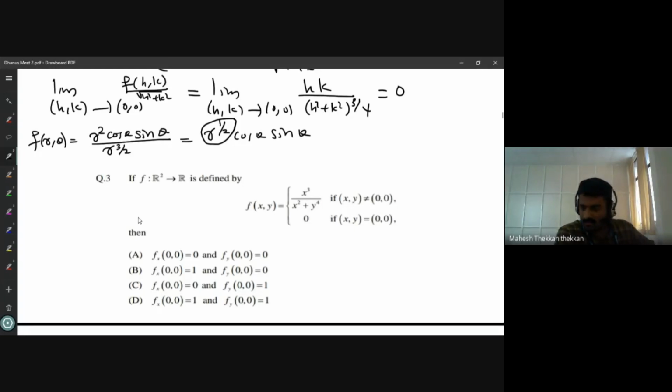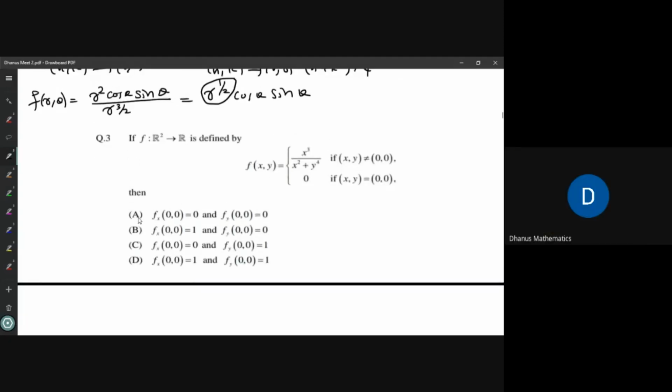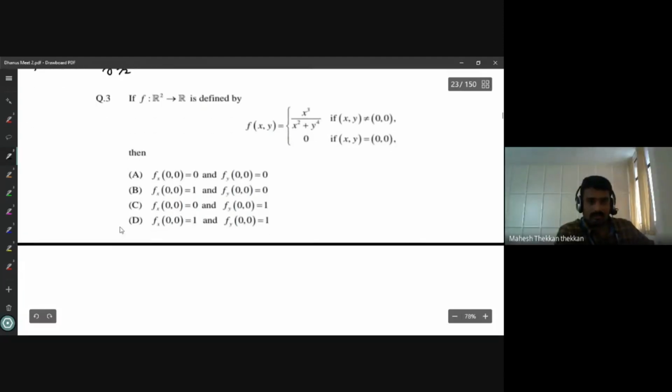Is it okay? Yes. Somebody can easily find out, or I can try this. You only wanted to look at fx at 0, 0 and fy at 0, 0, right? So what is fx at 0, 0?